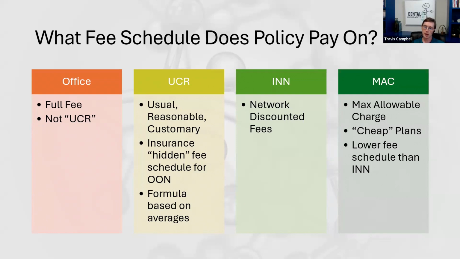And then in network or out of network, everyone needs to understand MAC. MAC stands for max allowable charge. These are basically your cheap plans, your plans where the employer or the patient decided they wanted a less expensive premium option. And therefore, the insurance company said, okay, you're my client, we'll give it to you, but we're not paying as much either. Your benefits are lower. So it's a lower fee schedule than in-network. It's different from UCR and in-network, and it's just a smaller amount.